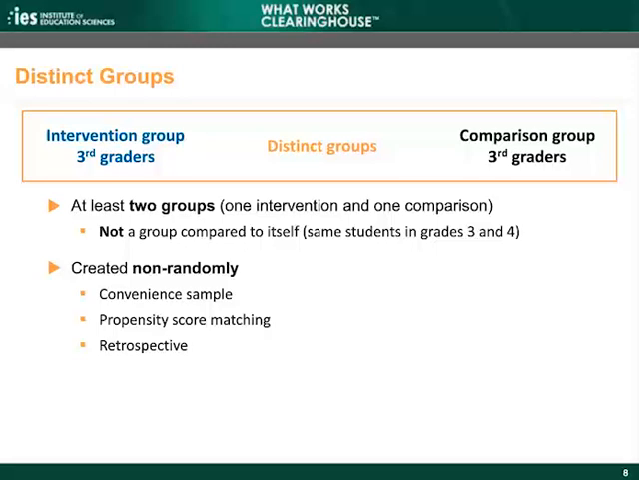Researchers may use propensity score methods to create a comparison group matching intervention and comparison youth on characteristics that are likely to be related to the outcome of interest. Finally, and this is a question that we get fairly often, researchers can use retrospective data, such as using a nationally representative data set to compare the outcomes of youth who went to full-day versus half-day kindergarten.